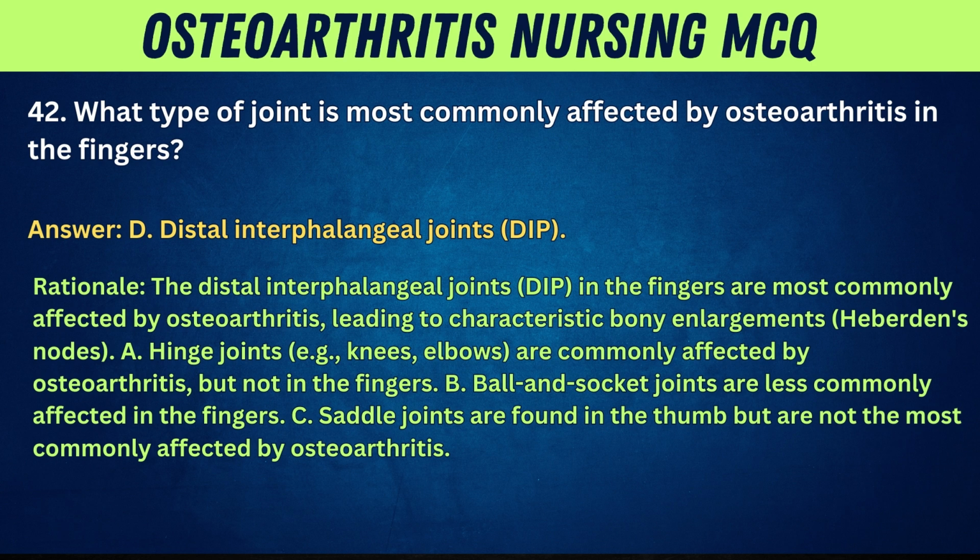Heberden's nodes. A. Hinge joints, e.g., knees, elbows, are commonly affected by osteoarthritis, but not in the fingers. B. Ball and socket joints are less commonly affected in the fingers. C. Saddle joints are found in the thumb, but are not the most commonly affected by osteoarthritis.